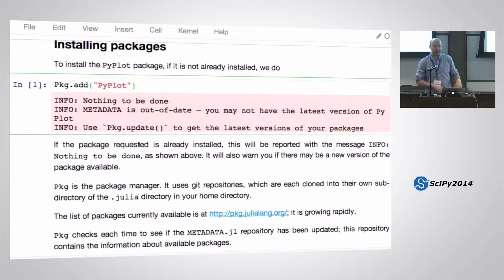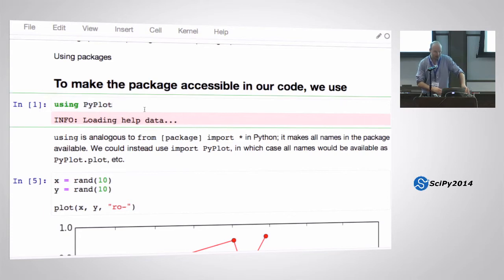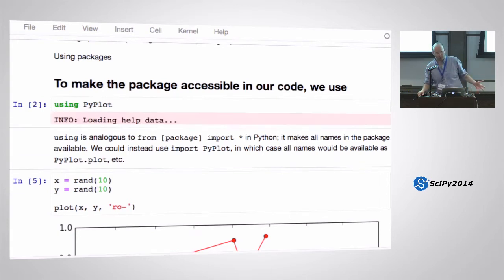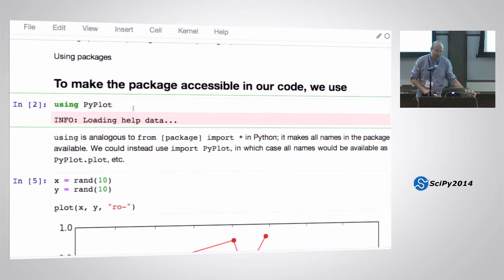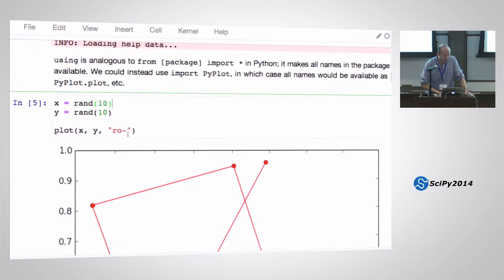Okay, so then that just gets it from the interwebs and sticks it on my computer. So now I have to actually make it accessible to my code using PyPlot. As I said, that grabs all the names in the PyPlot package and makes them available in my current namespace, like from PyPlot import asterisk in Python. It's probably not such a good idea, but people tend to do that apparently. So that makes available all the nice matplotlib functionality.